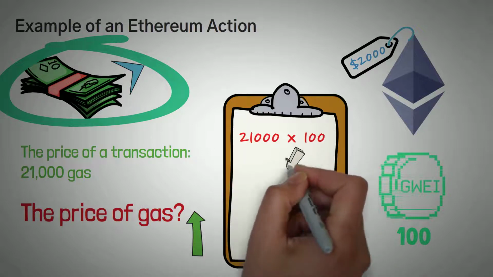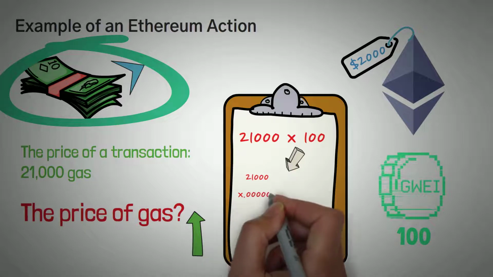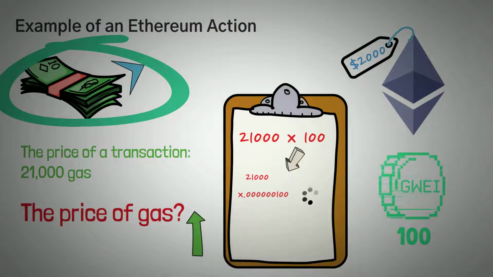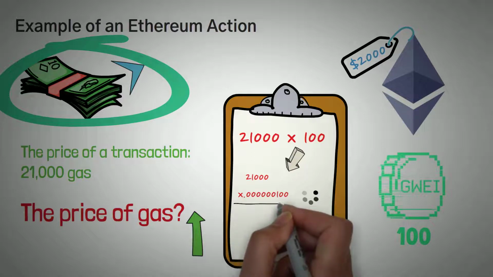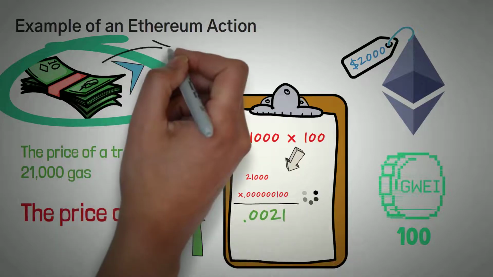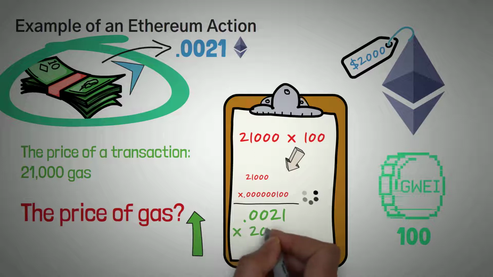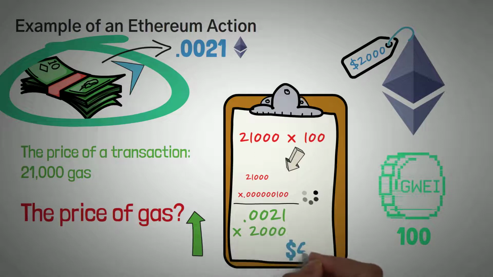So let's do some simple math and reduce this. If we do 21,000 times 0.000000100, because that's 100 gwei, we get what it is equal to in ether. And this comes out to 0.0021 Ethereum. This means that it costs us 0.0021 Ethereum to send a transaction. If you want to figure out how much actual cash that is, you take 0.0021 and you multiply it by the price of Ethereum, which is $2,000, and you get $4.20. This means that it costs $4.20 to make a transaction.